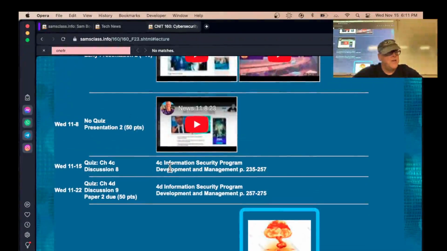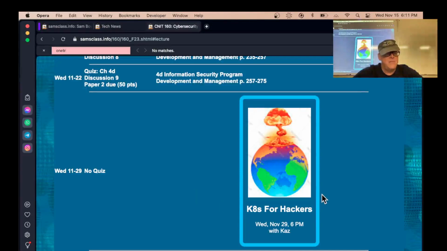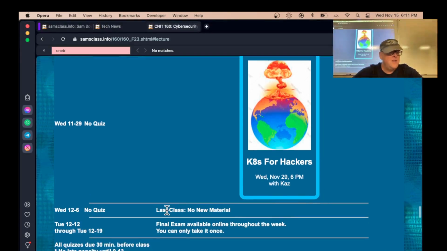So this is 4C. Next week, we're going to have 4D. After that, we have a guest speaker, Kaz, who is a professional pen tester and student of mine, going to talk about Kubernetes for hackers, which I think is very good. And on the day before this, on Tuesday night, Caitlin's going to talk about radio frequency for hackers. I highly recommend both of those. They're worth extra credit.